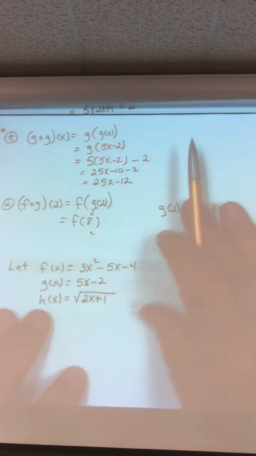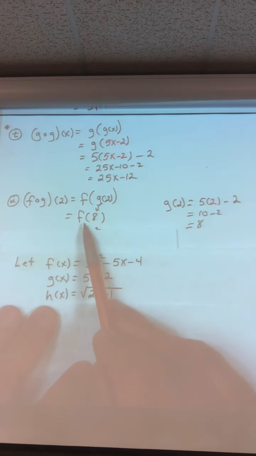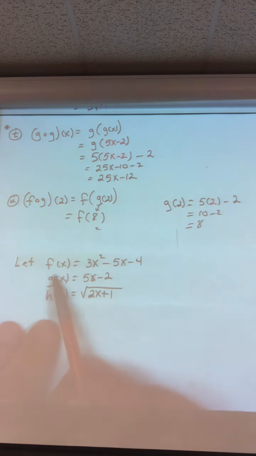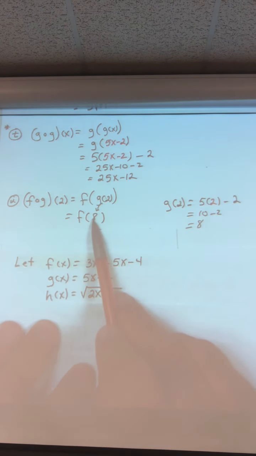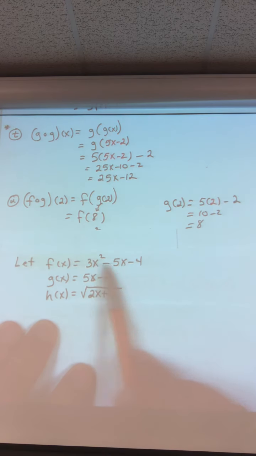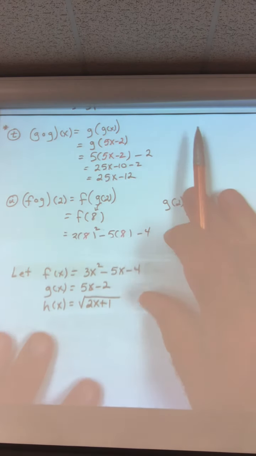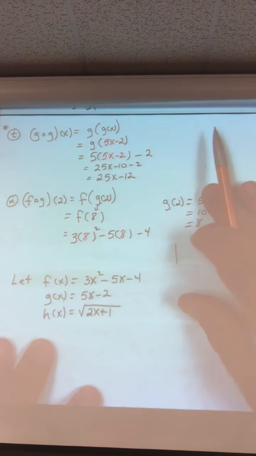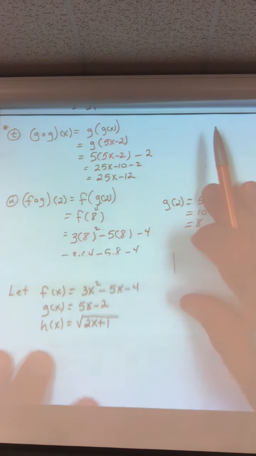You see that there. Now, how do I find F of 8? You come to the F function and put 8 here and here. So it's going to be 3 times 8 squared minus 5 times 8 again minus 4. Orders of operations, exponents first. And then 3 times 64 is 192. 5 times 8 is 40. And 192 minus 40 is 152 minus 4, which is 148.